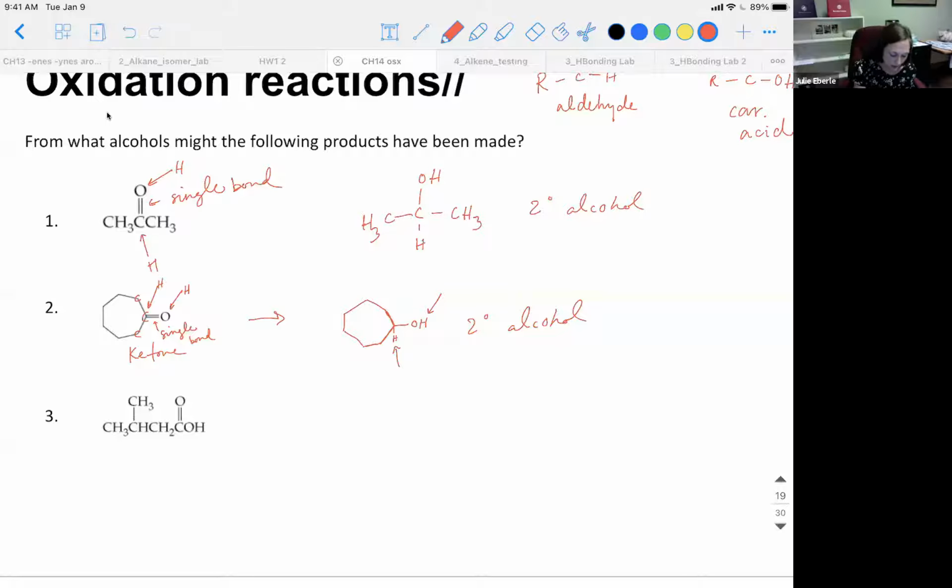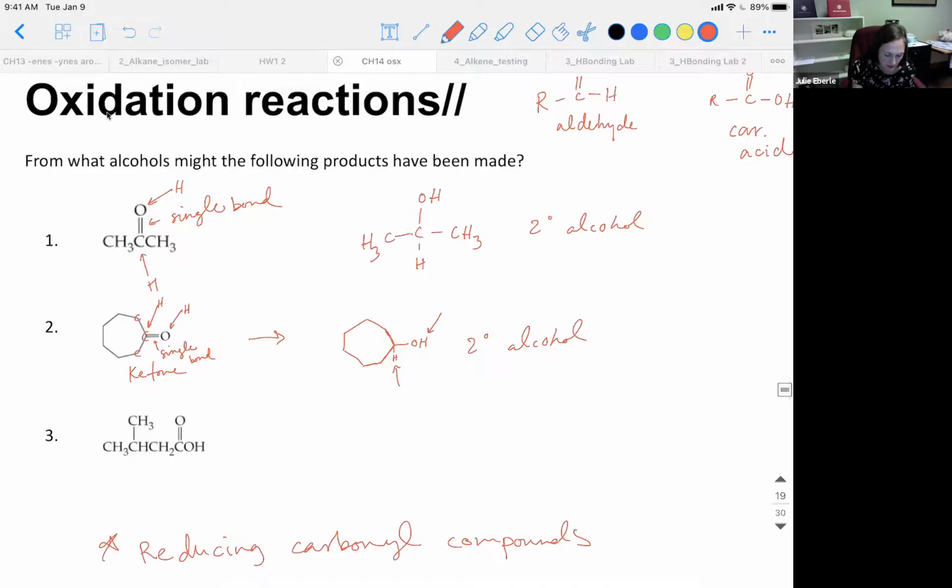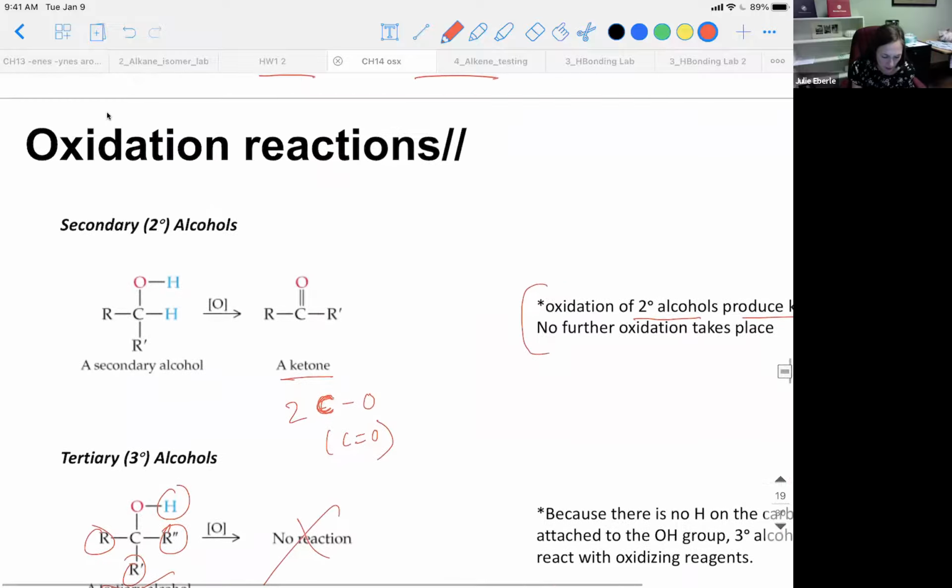So what we're doing here is we are reducing carbonyl compounds to the respective alcohols. We're doing the opposite of what we talked about with all the oxidation. I know this is oxidation reactions, but it's a continuation of what we were talking about up here.